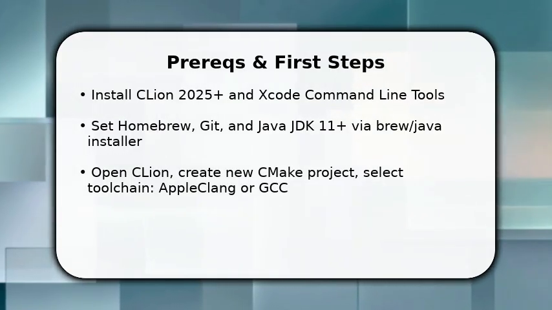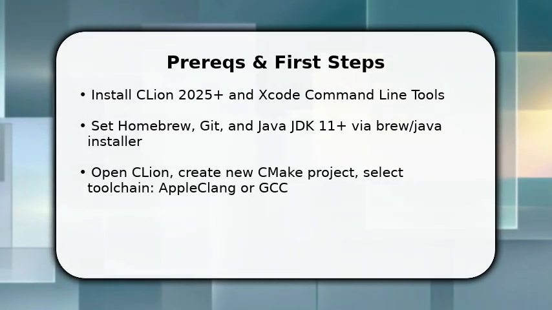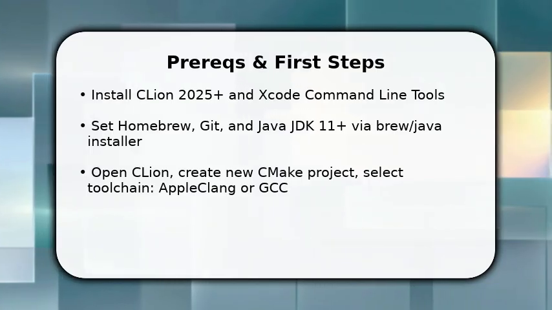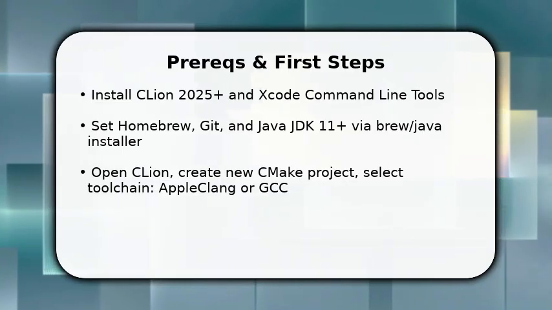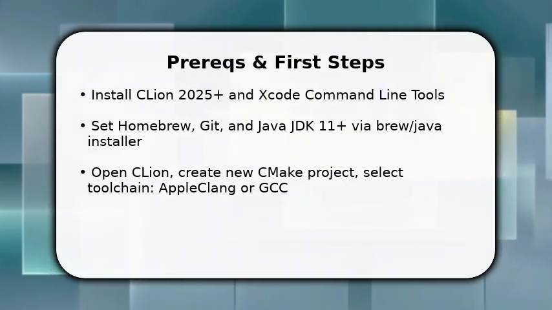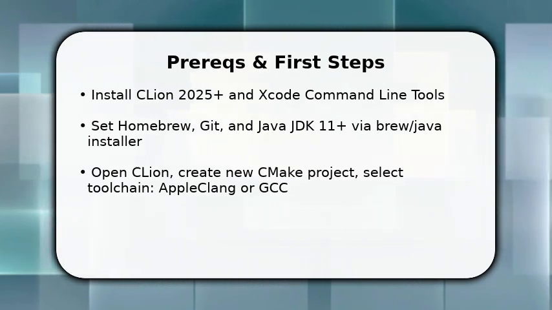Next, launch CLion and choose New Project. Pick CMake and a language template to get a working CMakeLists.txt. Make sure the toolchain shows Apple Clang or your installed GCC. If the toolchain is missing, pause and install Xcode tools, as CLion relies on those compilers and headers.